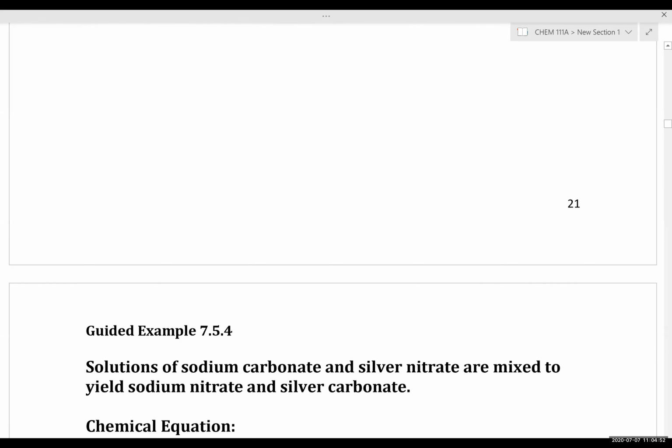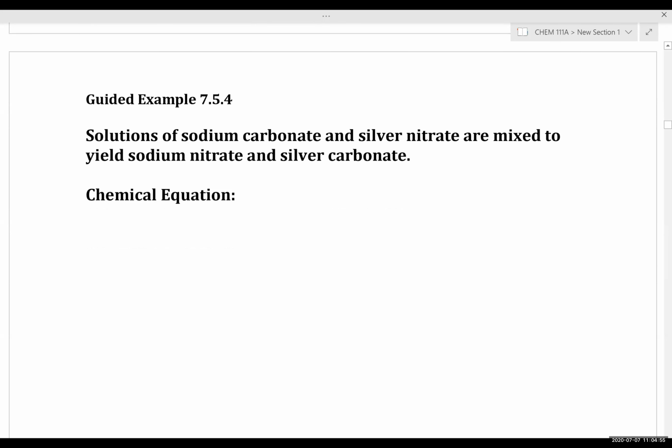Let's do another example. This time I'm going to show you how we would deal with writing a net ionic equation from a word statement. So I'll be doing the guided example for this one. Sodium carbonate: we have sodium plus and CO3 2-. We cross our charges. That in turn gives us Na2CO3. We'll worry about the state symbols a little bit later in this discussion.